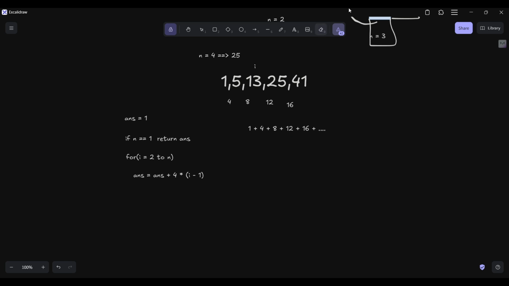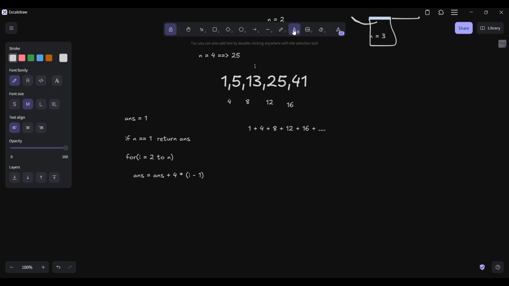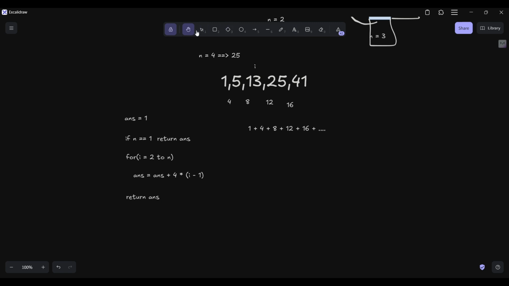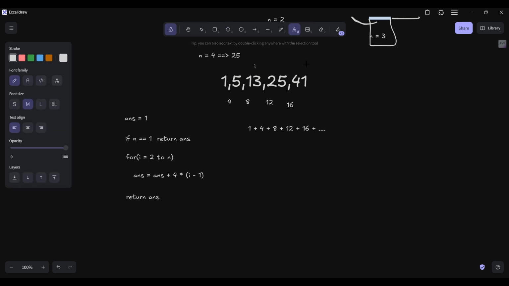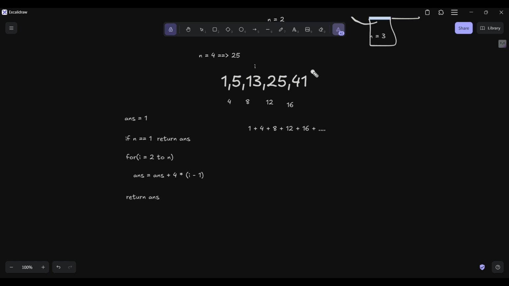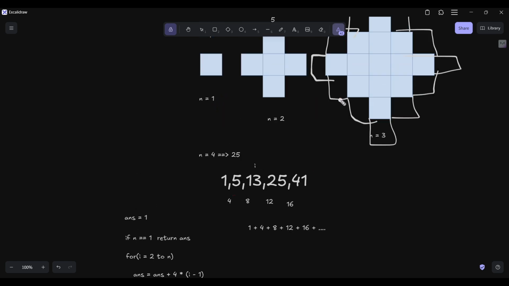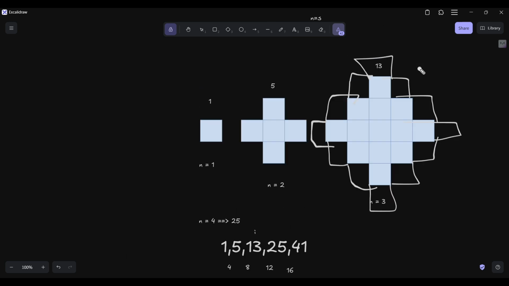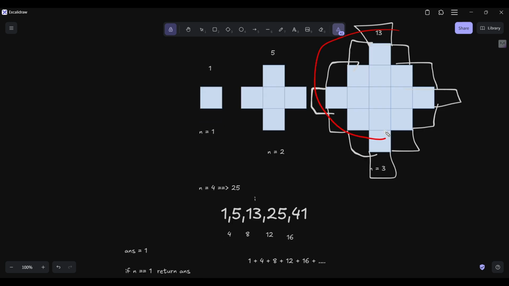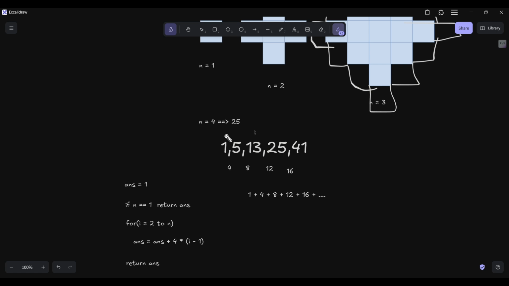Okay, so this is basically how this whole loop will work. It will simply calculate till n, and after that we can return the answer. So you got the approach. The main thing is the multiple of 4. Every time, the multiple of 4 is increasing, basically the grid is increasing by multiples of 4. Okay, so that's the approach.